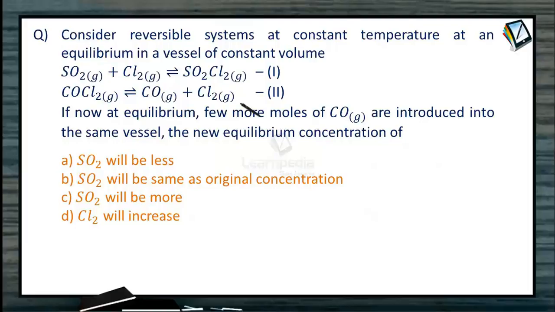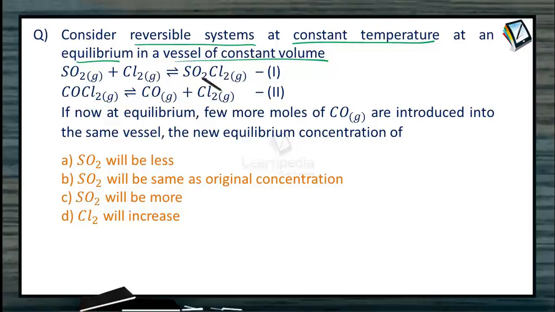The next question. Consider reversible systems at constant temperature at an equilibrium in a vessel of constant volume. Volume is kept constant, temperature is kept constant. In a particular closed vessel, these two reactions are at equilibrium. What are the two reactions?